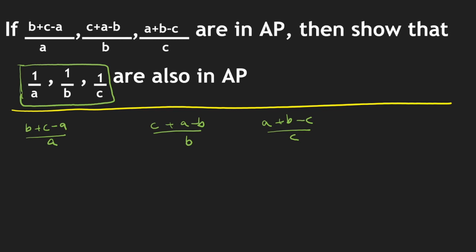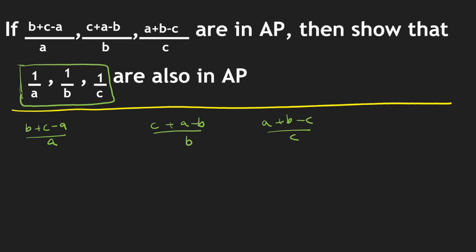You're trying to get 1 upon a, 1 upon b, and 1 upon c, right? That is your final output. Now, knowing the property that you can add constants, subtract constants, let's try to do something like that.